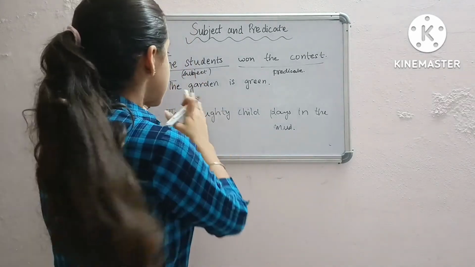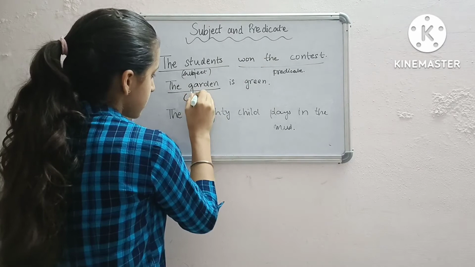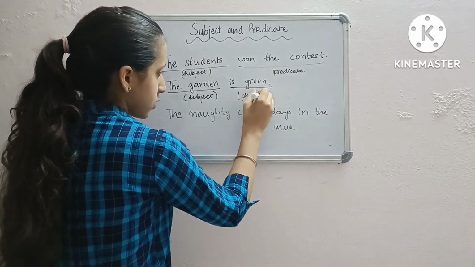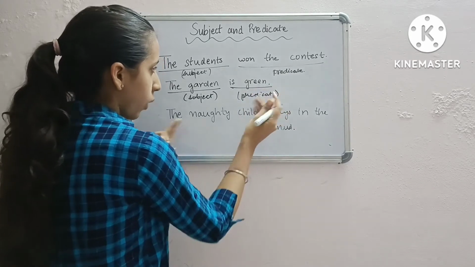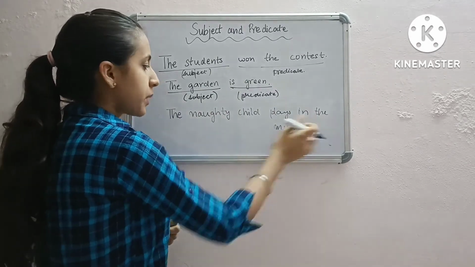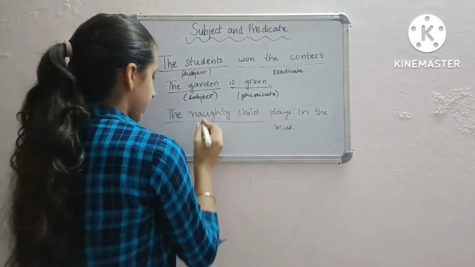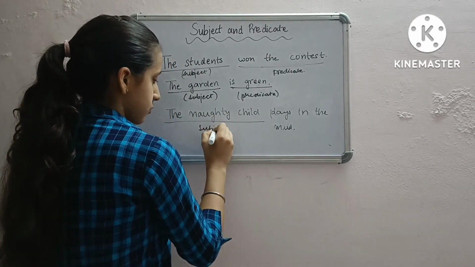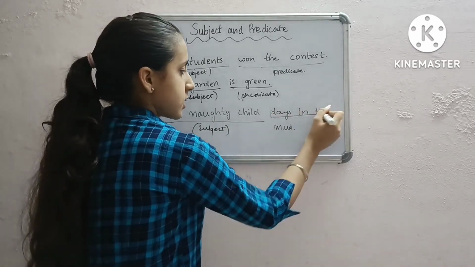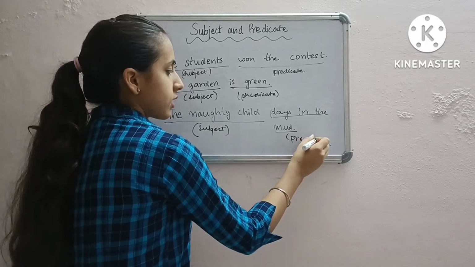Now the next one is the garden is green. So we have the garden as the subject, and the remaining is of course the predicate. The predicate is telling us about what we are talking about, the garden. It says it is green. Next is the naughty child plays in the mud. What is the sentence all about? It's about the naughty child, so that becomes the subject. And what is it telling us about the naughty child? It says he plays in the mud. So that becomes the predicate.